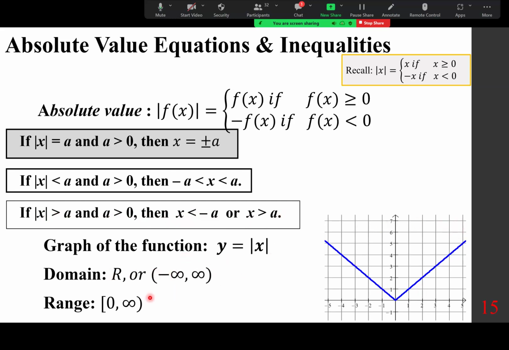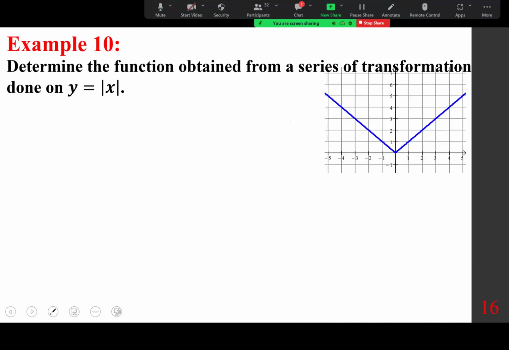Domain is all real numbers. It covers all the x-axis, the range from 0 to infinity. And this is just to remind everybody of what we have done. So we're going to look at a couple of questions we have seen. So determine the function obtained from a series of transformations on y equals absolute value of x. So we know this is the shape, a V shape.